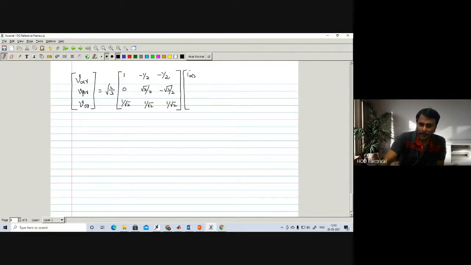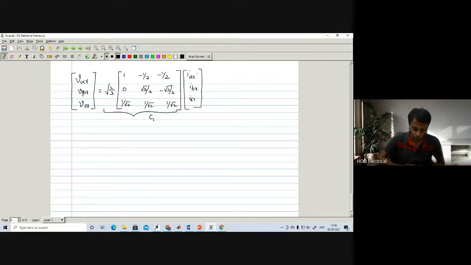I alpha, I beta, I naught R, which is IAR, IBR and ICR. So this is our rotor variable. So this term also, both matrices are the same, therefore we can call it the C1 matrix.